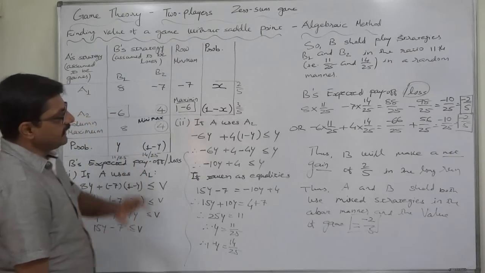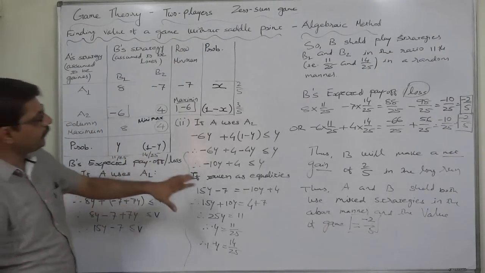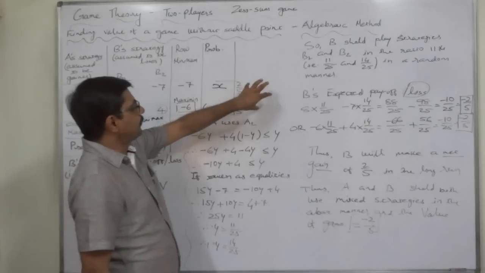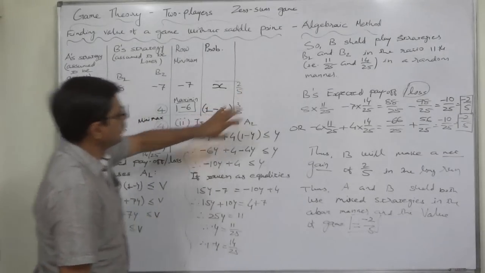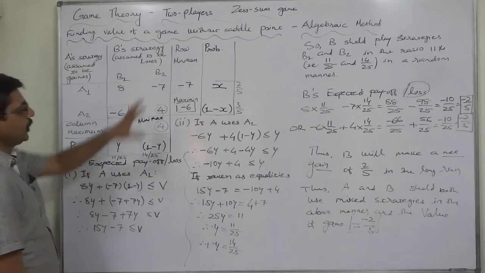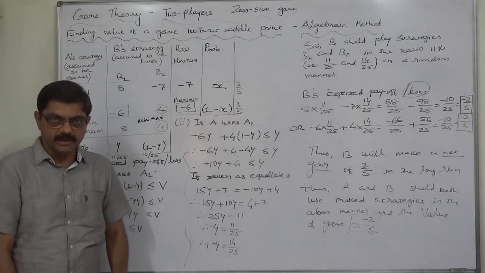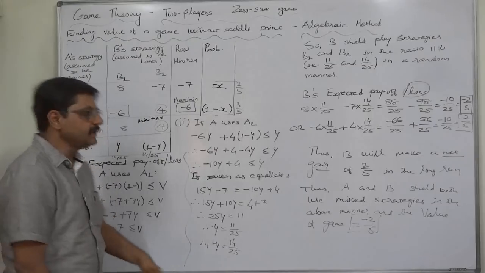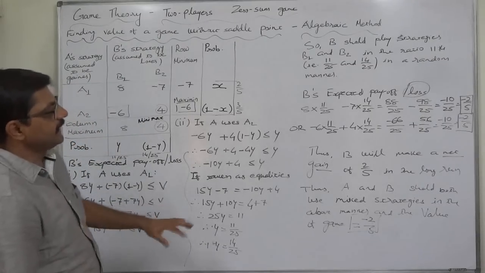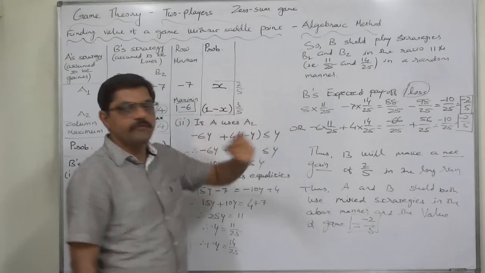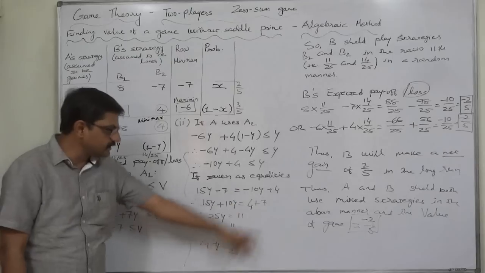A small summary. In this method, first of all, the probabilities are determined. Probabilities of what? Probabilities of using different strategies by the players are determined. And then on the basis of these probabilities, we can calculate the expected payoff of both the players as well as the value of game.